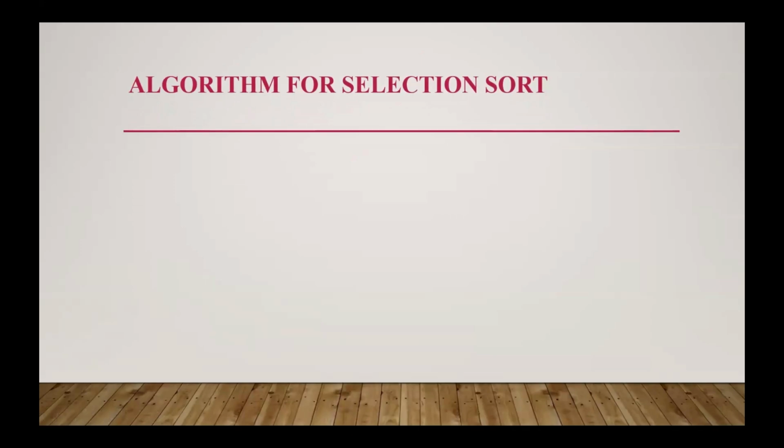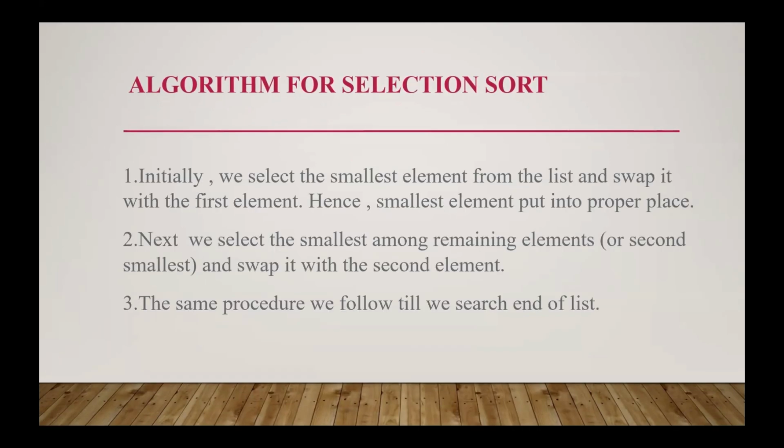Next we have to know the algorithm for the selection sort. Initially we select the smallest element from the list and swap it with the first element, hence the smallest element is put into its proper position. In the next iteration, we select the smallest among the remaining elements, that is the second smallest. We follow the same procedure until we reach the end of the list. So this is the way it performs.